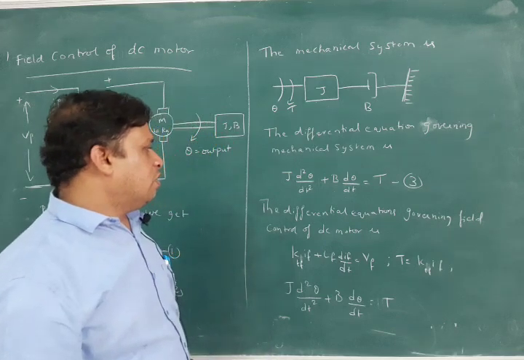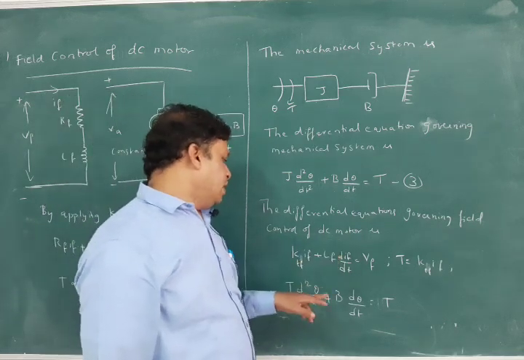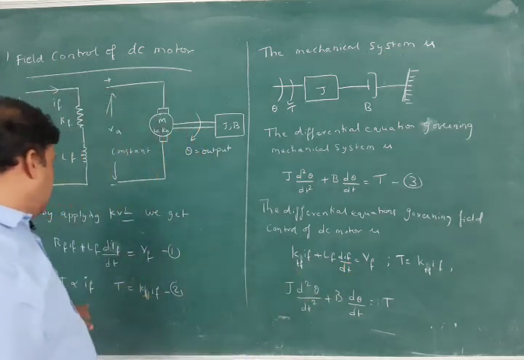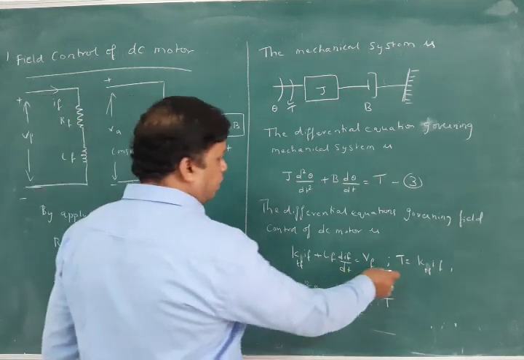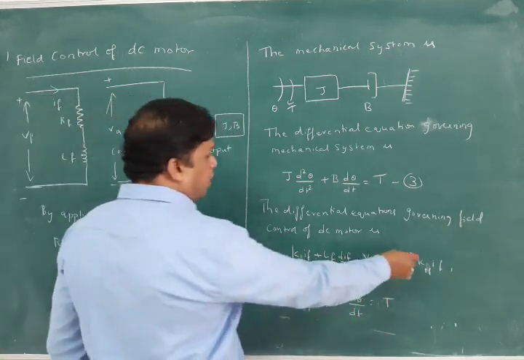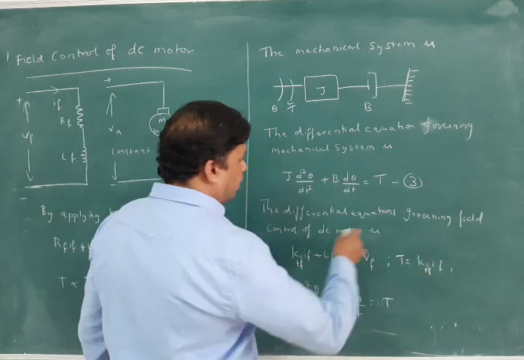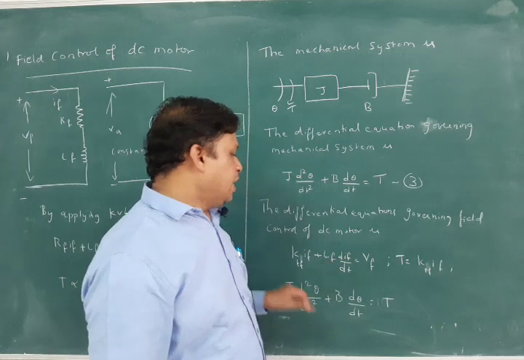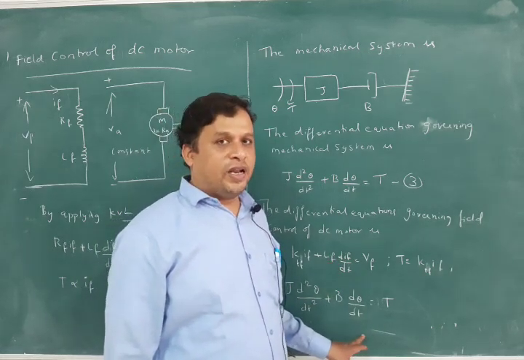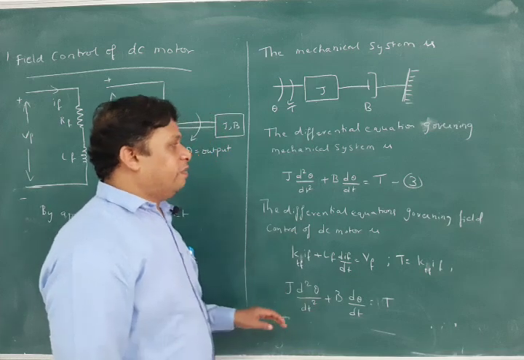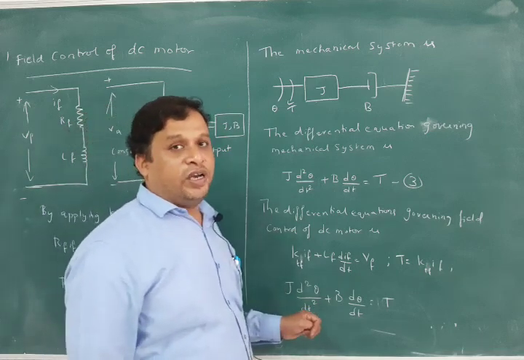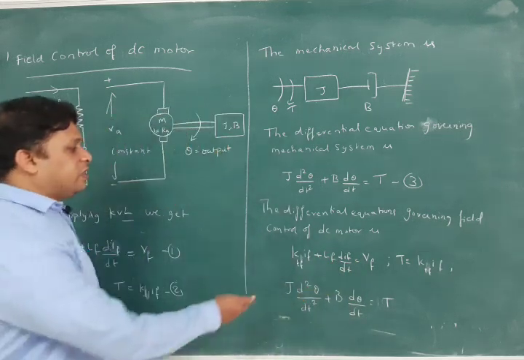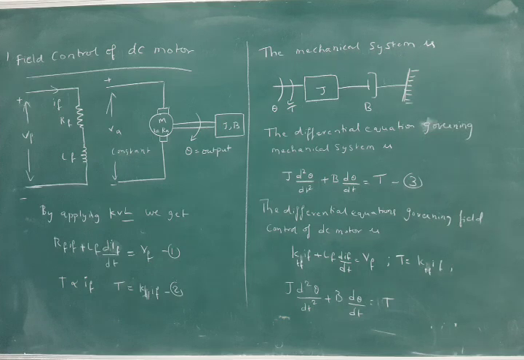Now the differential equations governing the field control of a DC motor can be written as RF into IF plus LF into dIF by dt is equal to Vf, and T is equal to KTF into IF. Already we have written the first and second equations here, and the third equation is also combined here. Now, as in the previous armature control method, we have to take the Laplace transform of these equations. From those equations we again have to write the transfer function, so we will simplify and get the transfer function. So these three equations should now have the Laplace transforms applied.